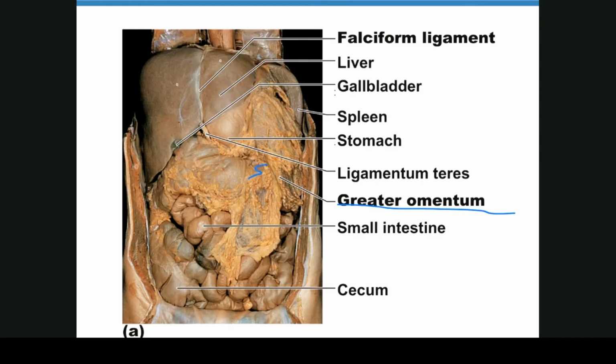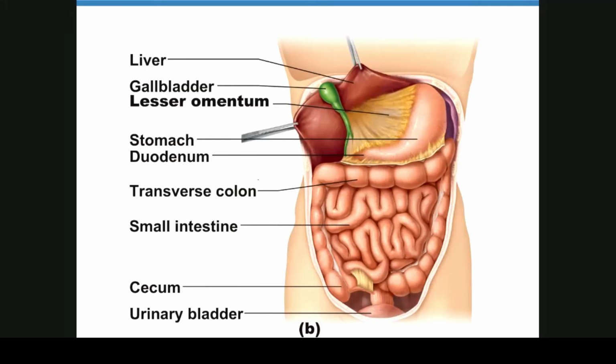Now, this greater omentum, if you get a little piece of damage, say like your appendix is leaking, it can actually move over and plug this area up. And so it can have a great use. Here's a picture of where your lesser omentum is.